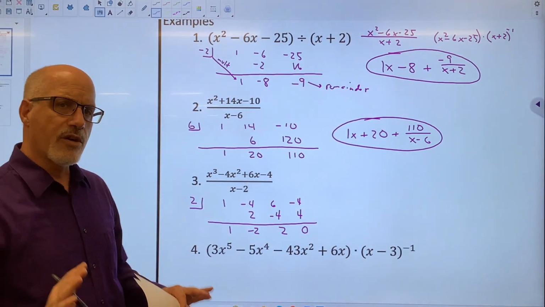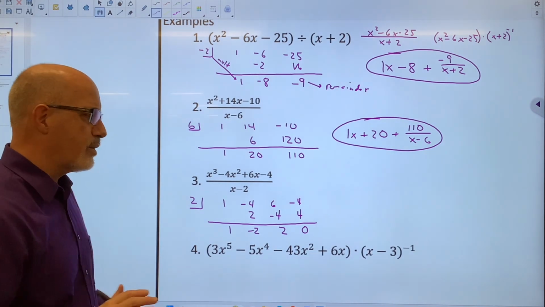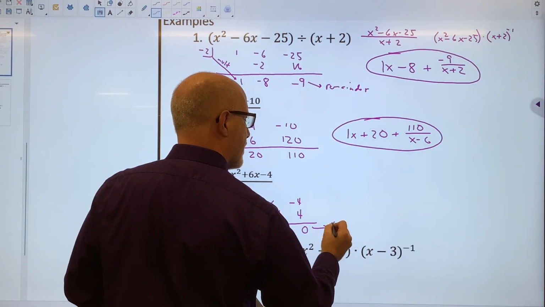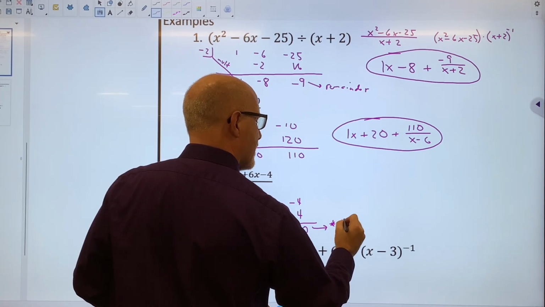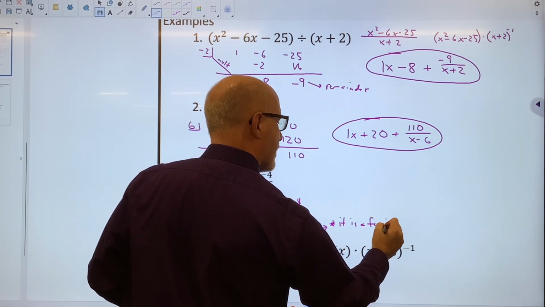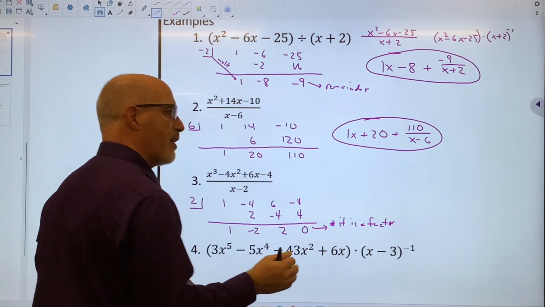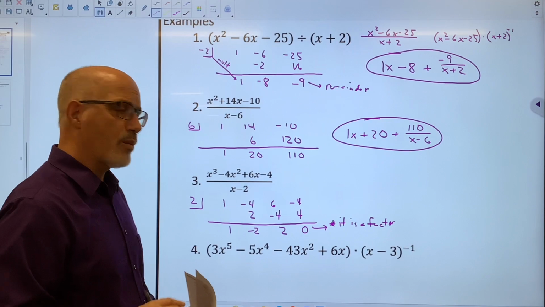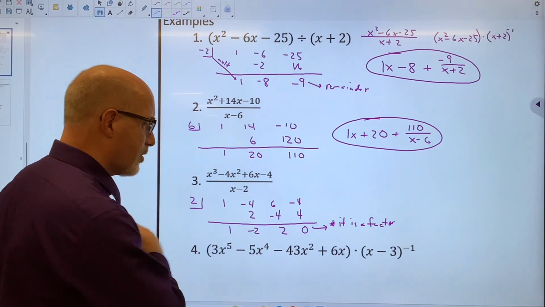When you get 0 as a remainder, just a note here, 0 as a remainder means that it's a factor. There is no remainder on this, so we've got the quotient being a factor of the original dividend. So let's write it out.